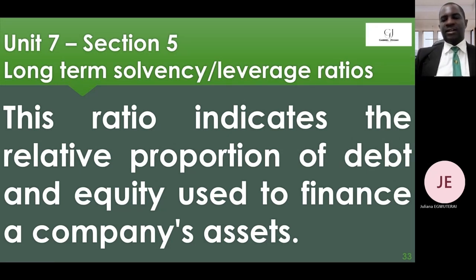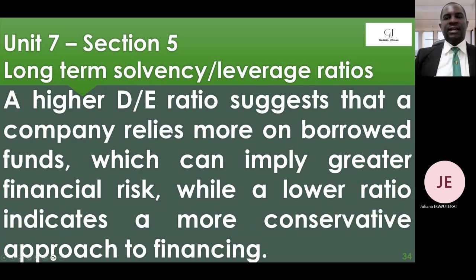So when you look at the debt and the equity, you're looking at what is used to purchase long-term investments, which are in the form of non-current assets, long-term assets. A higher debt to equity ratio suggests that the company relies more on borrowed funds, because of course the debt is higher than the equity, which can imply greater financial risk, like we saw in the leverage ratio, while a lower ratio indicates a more conservative approach to financing. Using the same high-low method, that 50-50 balance, anything above 50 is high, and below is manageable.